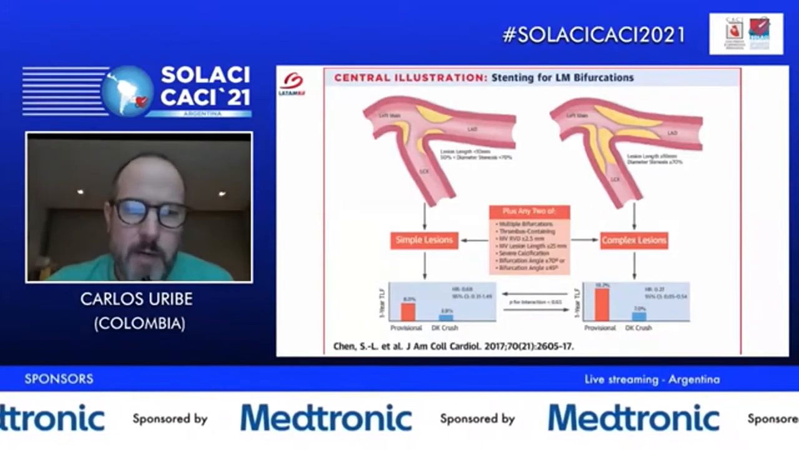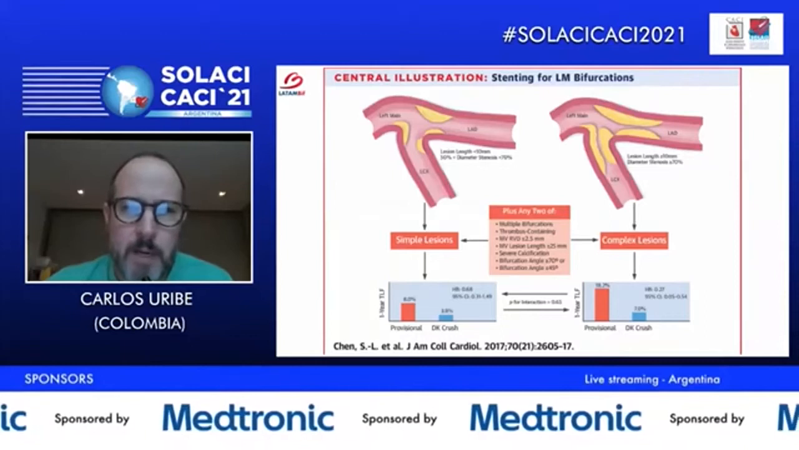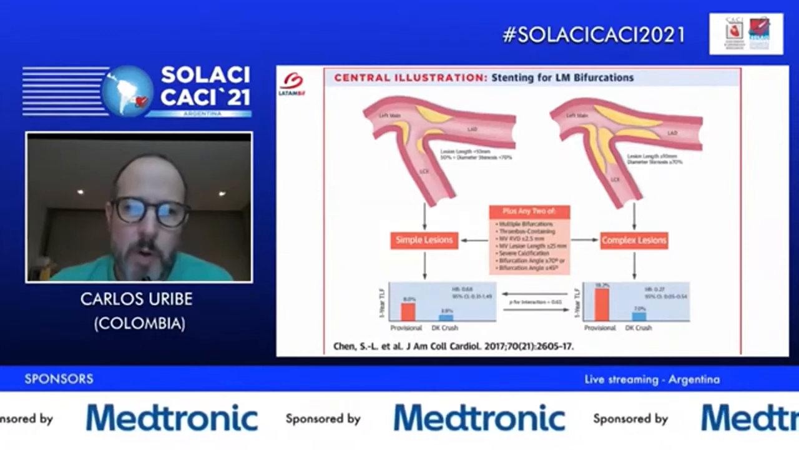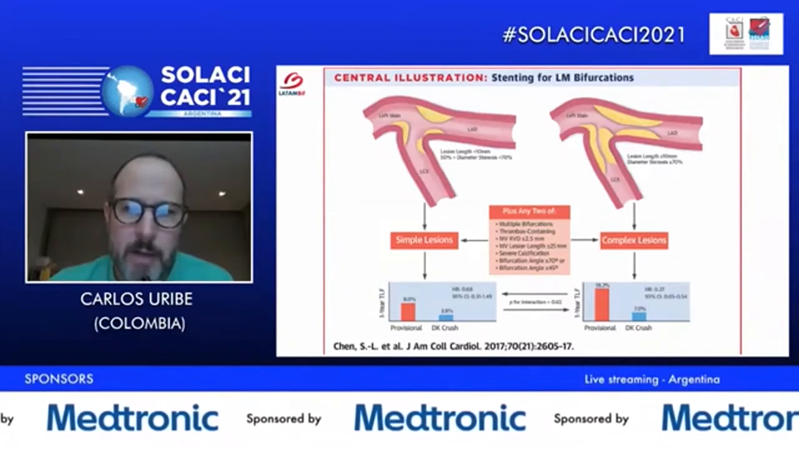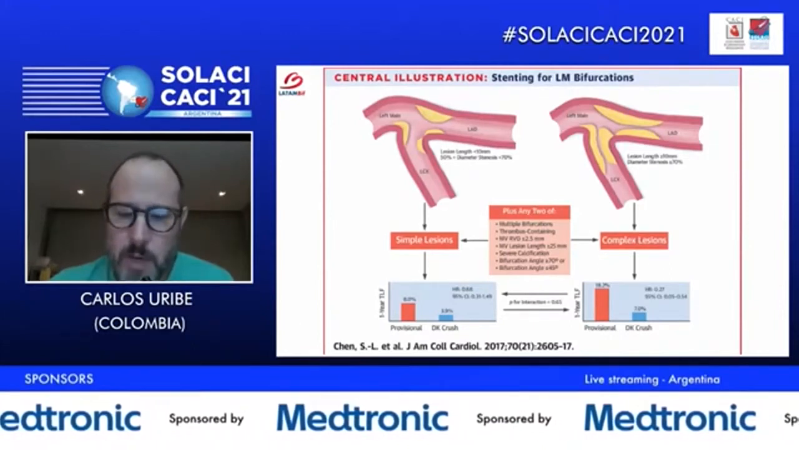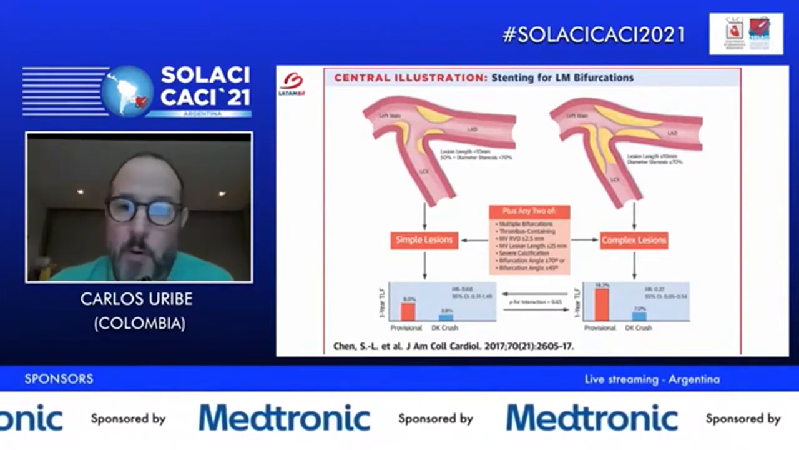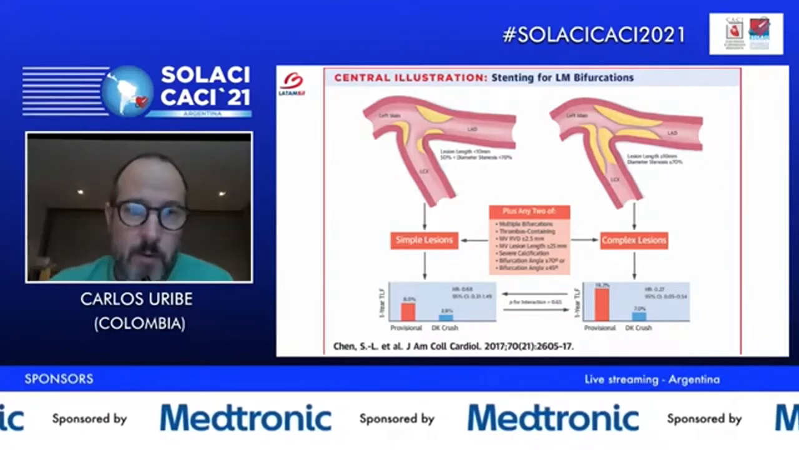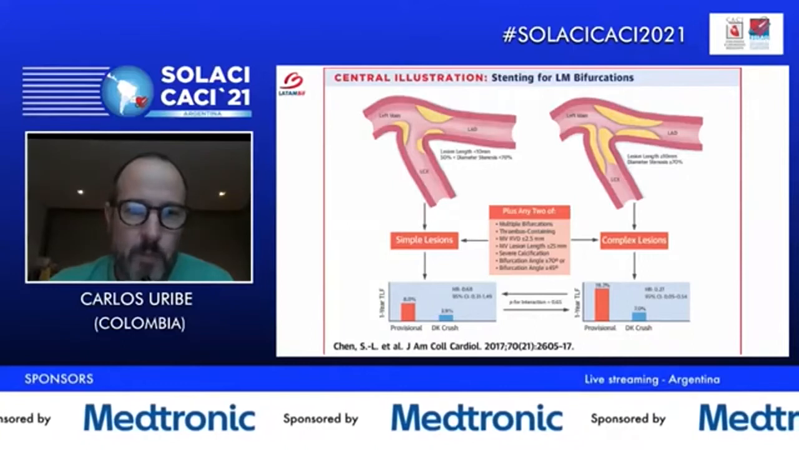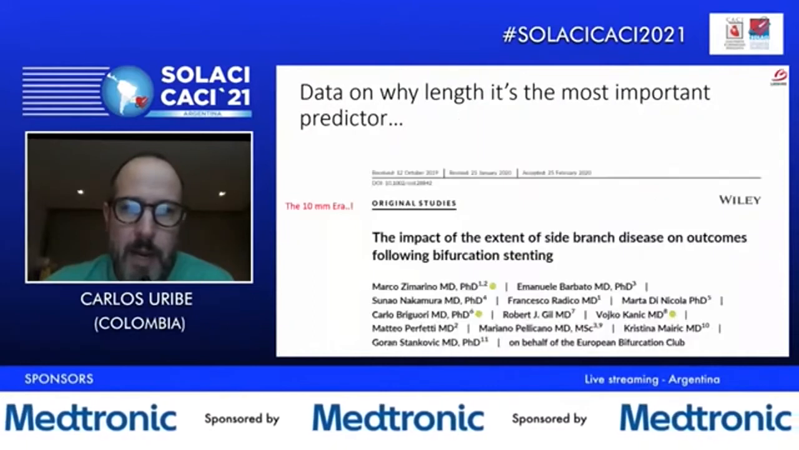As you know, this is also checked by this other study by Dr. Chen, the DK crush, that showed that the length of 10 millimeters is probably the most important marker, not 5, as we had learned from the EBC. And also the true bifurcation, which is different, as in the Medina 111 classification.